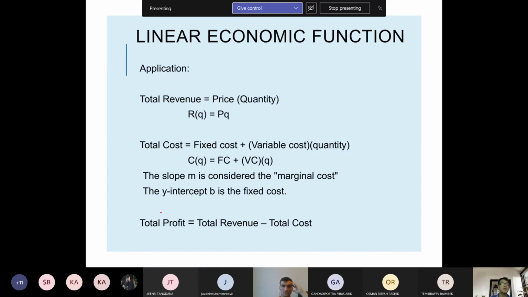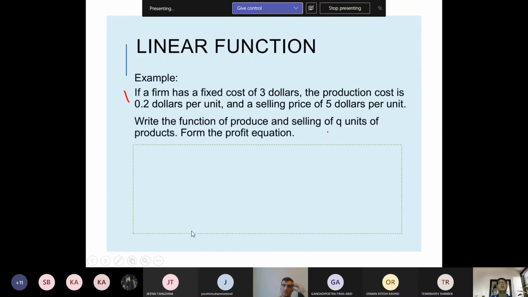Now come to the third concept, which is called the profit. The profit, of course, is the revenue minus the cost. When we take the revenue minus the cost, then we have the profit. I believe this one is very clear and simple.